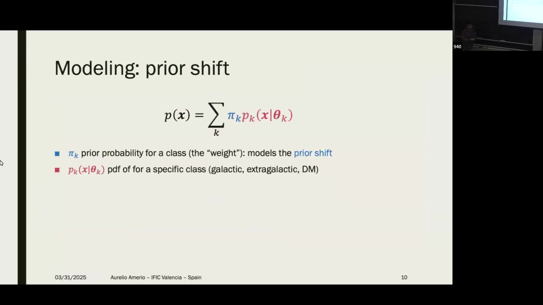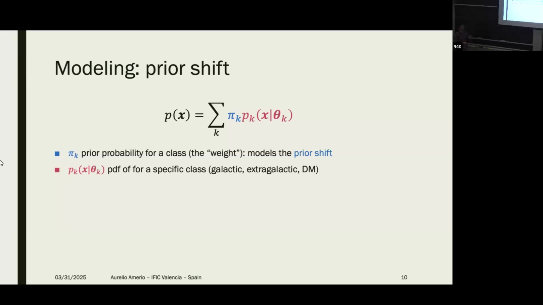So this is how we model the prior shift. And I hope that this makes things clear. So the idea is very simple. We say there are different components, for example, galactic, extragalactic, and dark matter. And we have the distribution of this specific class of sources, that is the red part. And this can be the distribution of the associated sources or the unassociated sources that we still need to determine, but it is the distribution.